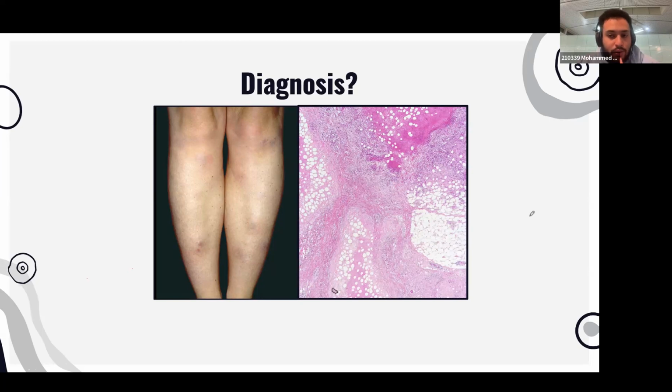Or lobular, sorry. Septal. Okay, so what septal versus lobular means: lobular is the actual fat tissue itself. So you can see this is a lobule, this is a lobule, this is a lobule. Septal is in between. It's a septal panniculitis of subcutaneous fat. Now, is this associated with vasculitis? Yes or no?